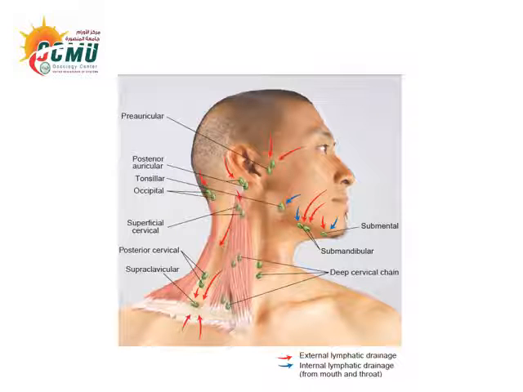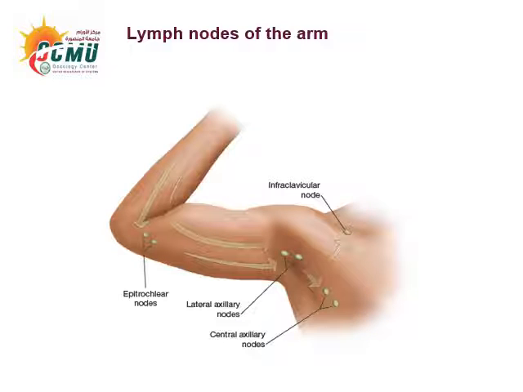This diagram shows the drainage pathways of external lymphatic drainage and the internal lymphatic drainage of the cervical lymph nodes and the direction of the flow. Lymph nodes of the arm consist of epitrochlear lymph nodes, then lateral axillary lymph node, then central axillary lymph node, then infraclavicular lymph node. We wanted to show more demonstration of the axillary lymph node groups.